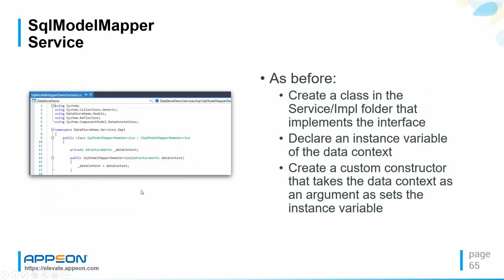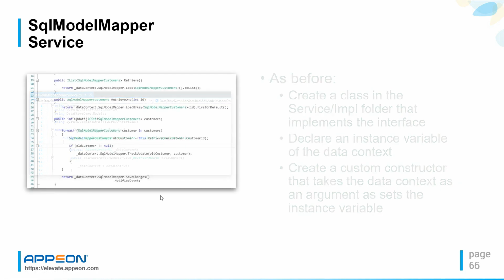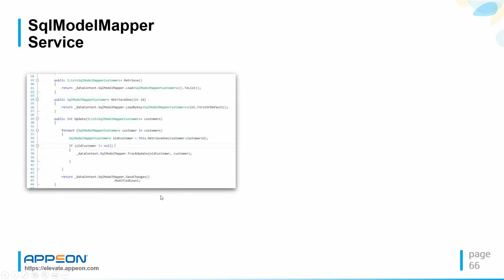Now this doesn't really change much. When you're creating your service, you're going to take in the data context, pass it into an instance variable. But here's where you're going to see big changes. So here's my retrieve method.